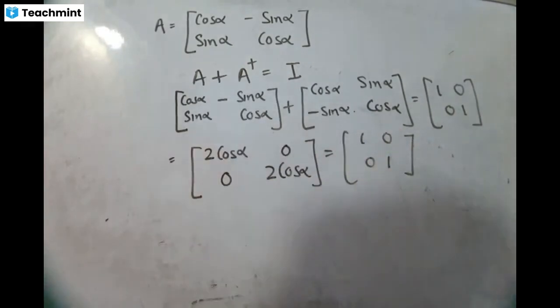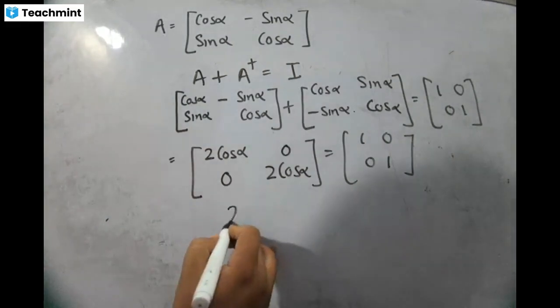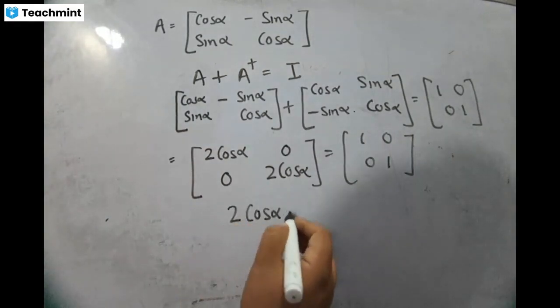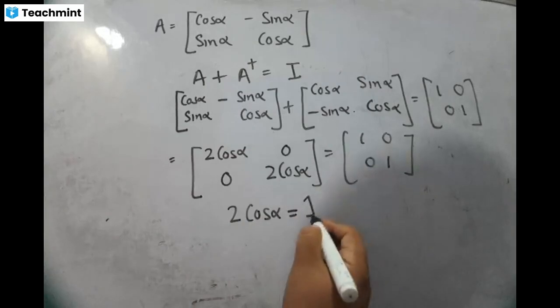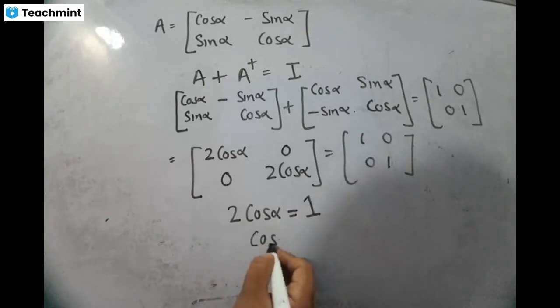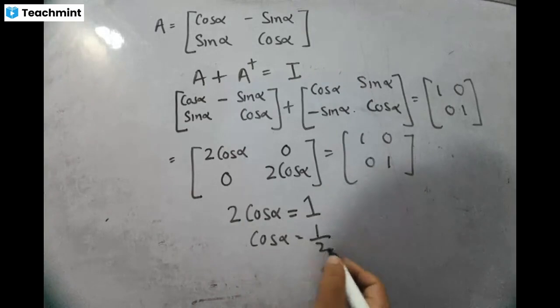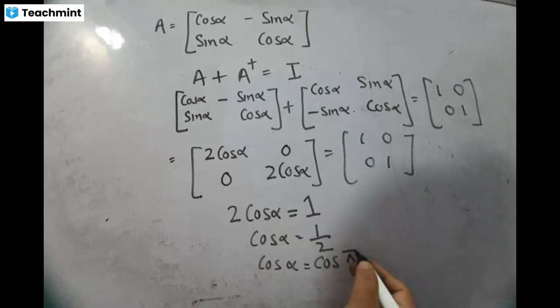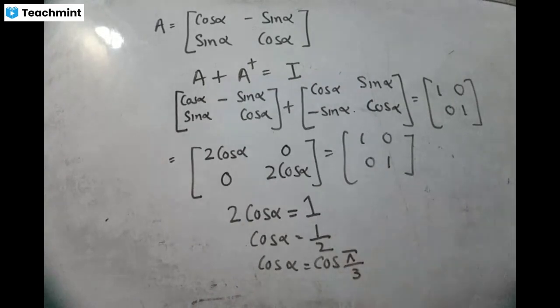So we have shown that the two matrices are equal. When two matrices are equal, their corresponding elements will also be equal. So 2 cos alpha will be equal to 1, so cos alpha equals half. Cos 60 is half, so cos and cos get cancelled. So the value of alpha is pi by 3.